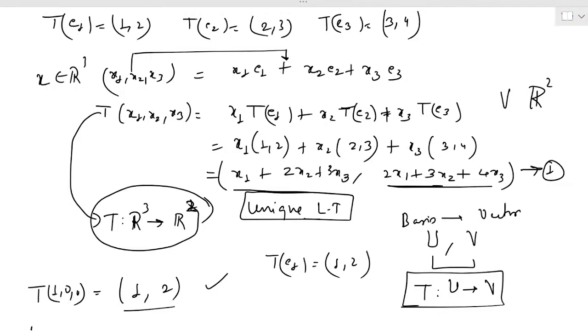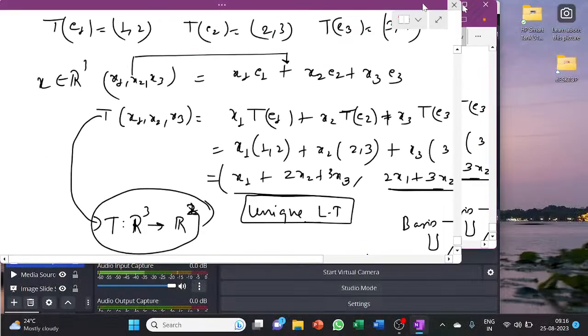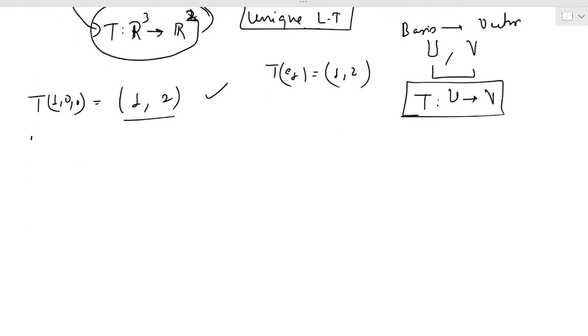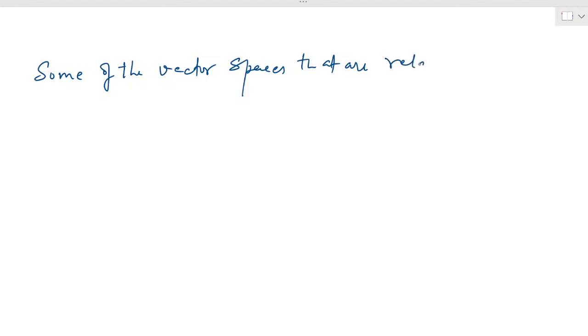Okay, now let me move to some of the vector spaces that are related to a linear operator, and two of them I'm going to focus on.